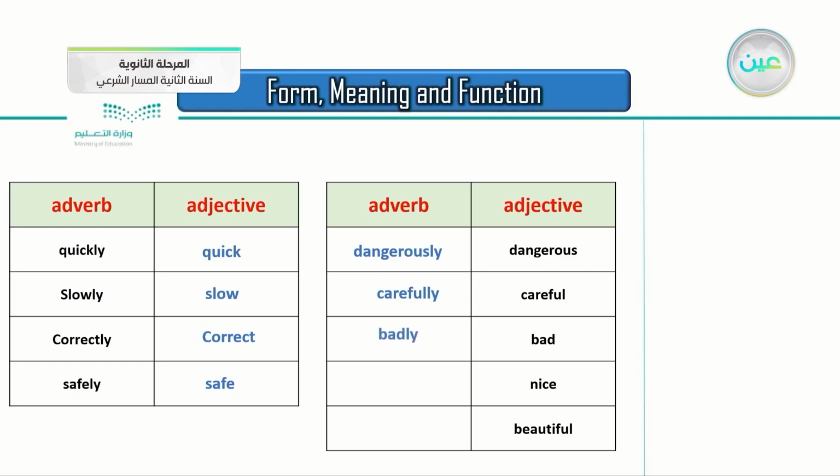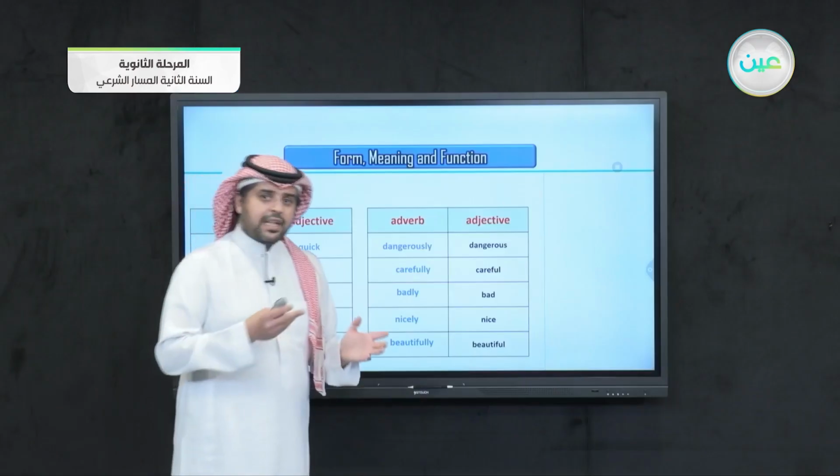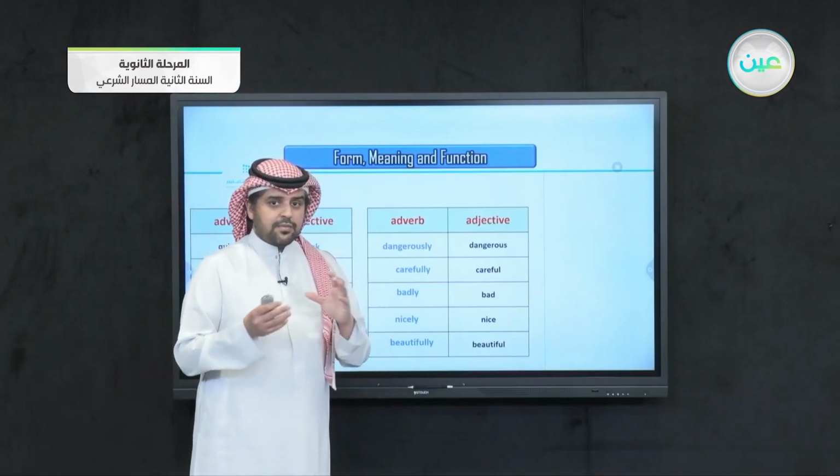If the adjective is bad, what about the adverb here? Let's see. It's badly. Nice is nicely. And what about beautiful? With how many L's? Let's see the answer here. Beautifully. So beautiful becomes beautifully with two L's here. So you can notice here that the adverbs and the adjective are a little bit alike.